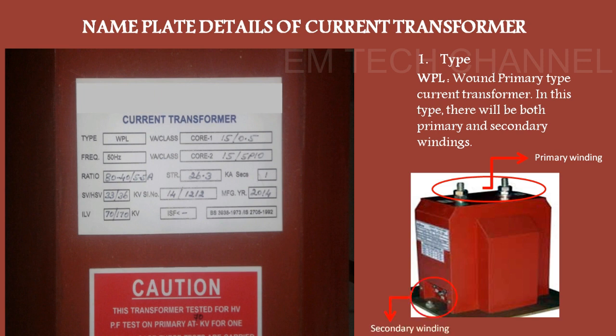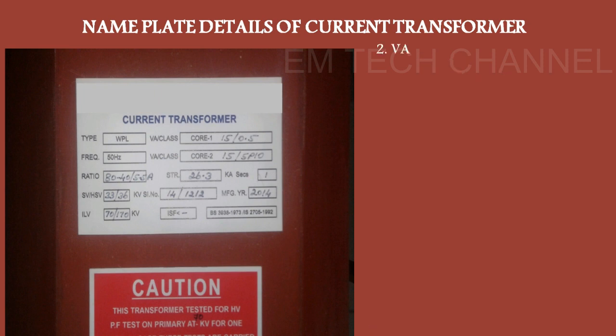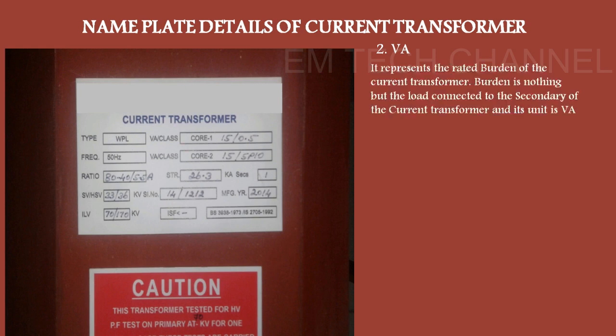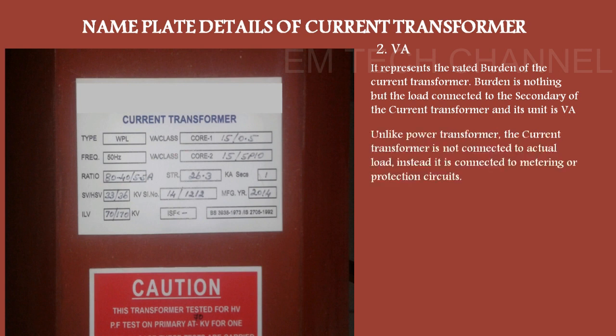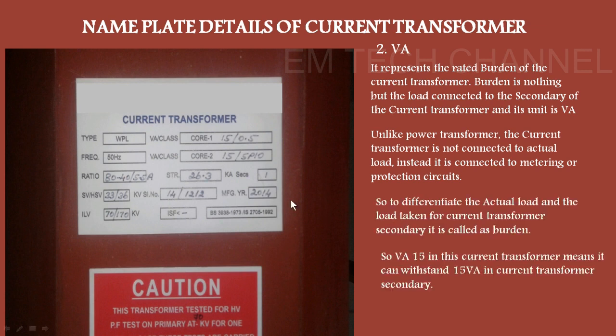Next we are going to see about VA. What is VA? It represents the rated burden of the current transformer. Burden is nothing but the load connected to the secondary of the current transformer, and its unit is VA. Unlike a power transformer, whose secondary serves the actual load such as a motor or pumps, the secondary of a current transformer serves only metering and protection. To differentiate the actual load from the load supplied by the current transformer secondary, the name burden was introduced. All the loads connected to the CT secondary are called burden, and its unit is VA.